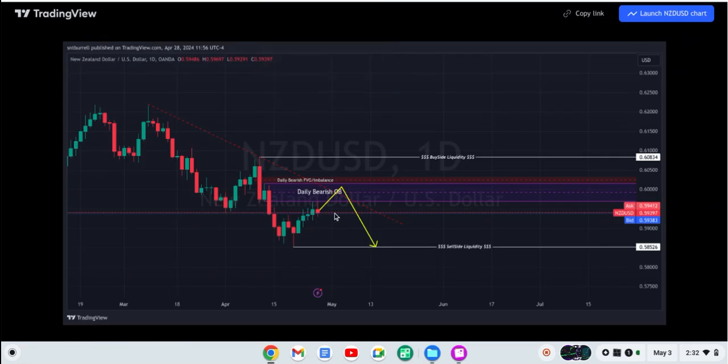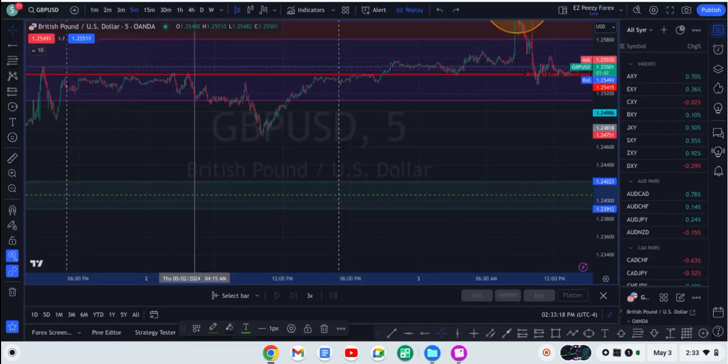So NZD USD, as we see, the only thing I saw was there's nothing down here besides an order block, which I did not mark up, but I saw this right here, daily order block here, and then there's a fair value gap above it, and that price is right here retesting this sweep right here, this low, this break. So let's go to NZD USD.